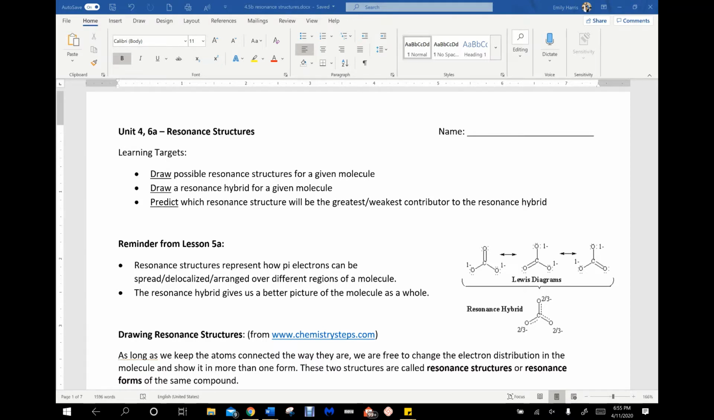And so just a reminder from one of our previous lessons is that resonant structures represent how the pi electrons from those double bonds can be spread, or delocalized, or arranged over different regions of a molecule. And the resonance hybrid gives us a better picture of the molecule as a whole.